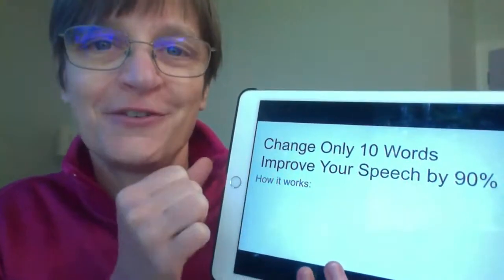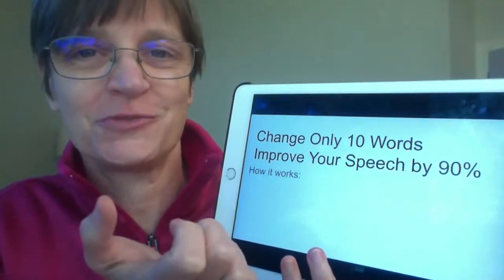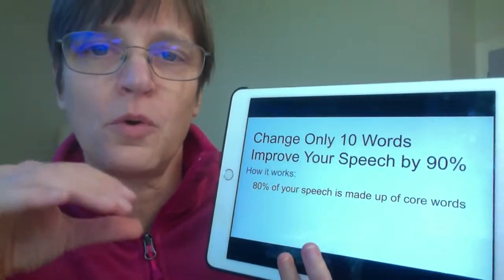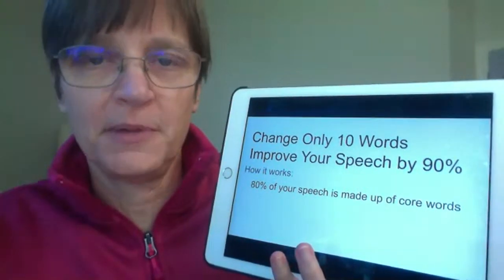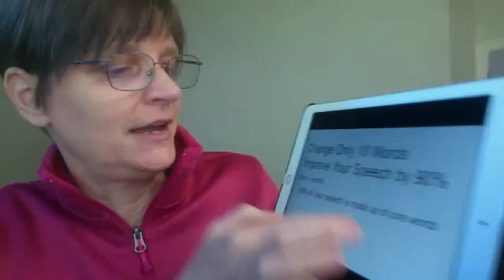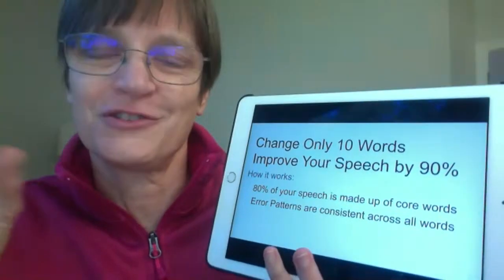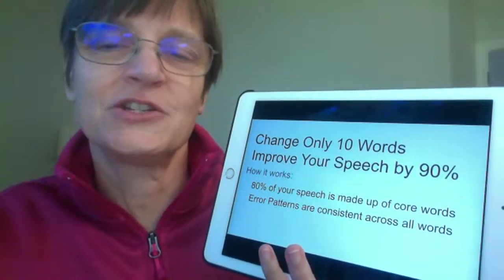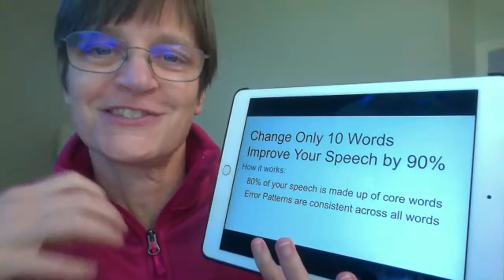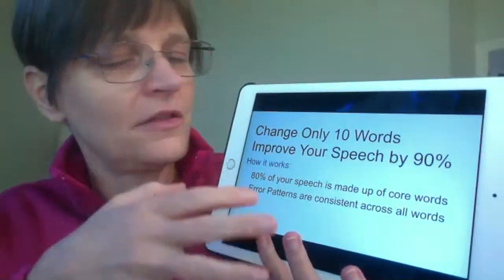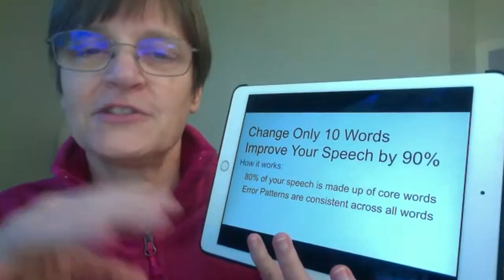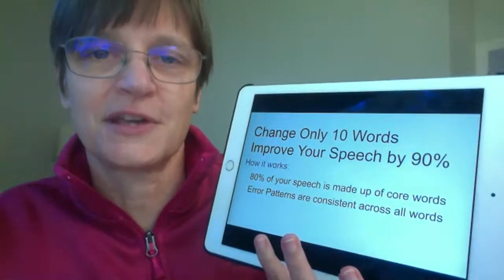So it seems like an outrageous claim, right? Change 10 words, change your speech by 90%. But the bulk of your speech is made up of core words. So even though you have a big vocabulary, thousands and thousands of words, about 80% of what you say is about 1,000 words or less. So it's those little words like it, was, use, goes, etc. They make up the bulk of our sentences. And so if we can change the patterns on those words, it's going to have a big effect on our overall speech. Also, the patterns that we have are consistent across words, as I was just saying.